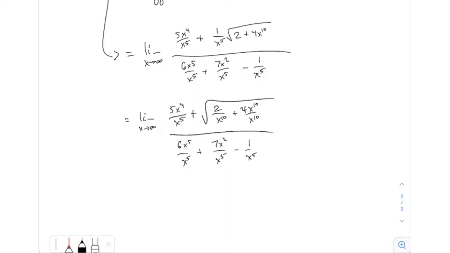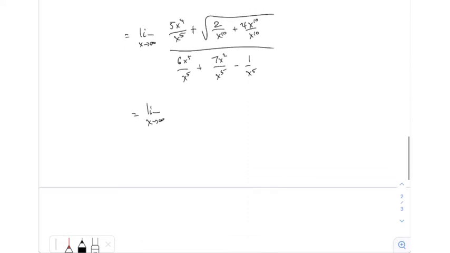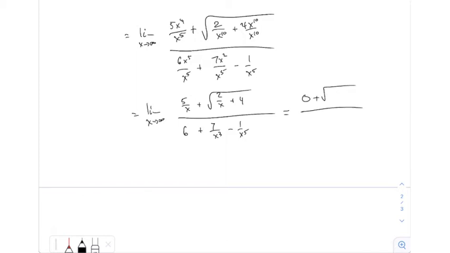All right? So I'm going to cancel a bunch of things. 5x to the 4 over x to the 5 is just 5 over x, and then it's going to be plus square root of 2 over x plus 4, that's just 4, right, over 6 plus 7 over x cubed minus 1 over x to the 5. Canceling by subtracting the exponents. And now that this is simplified, we can take the limit as x goes to infinity, and a lot of those things will turn into zeros, right? Anything which has x's left over in the denominator becomes a 0. And that 4 and the 6 will just stay as a 4 and a 6. So I get 0 plus square root of 0 plus 4 over 6 plus 0 minus 0. And this is root 4 over 6, which is 2 over 6, which is 1/3. And that's the answer.